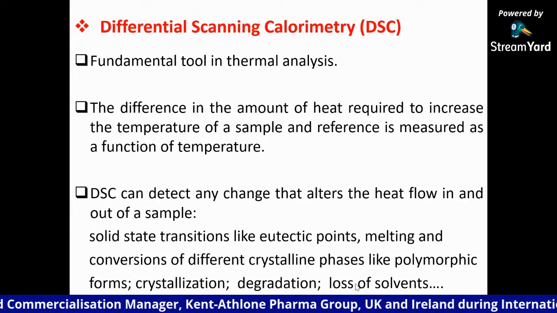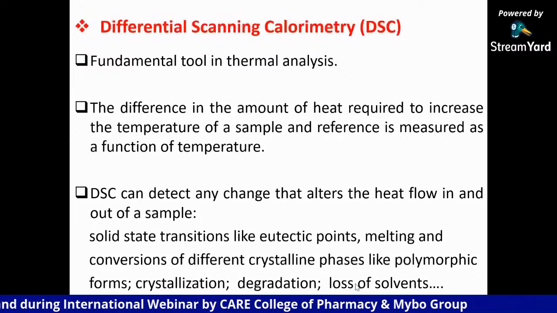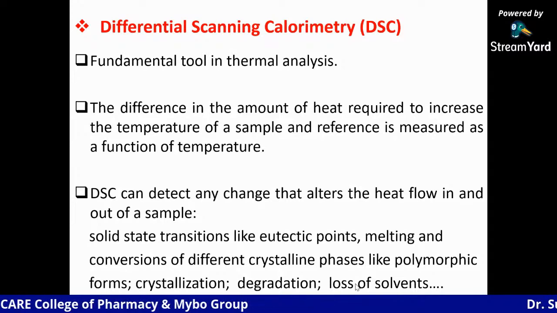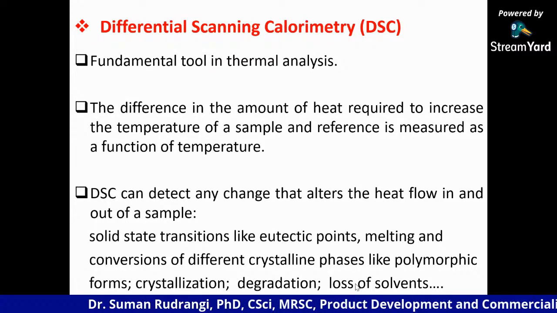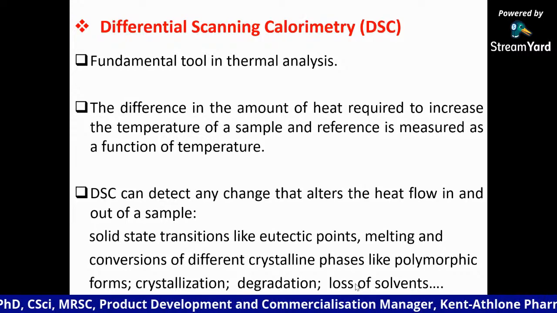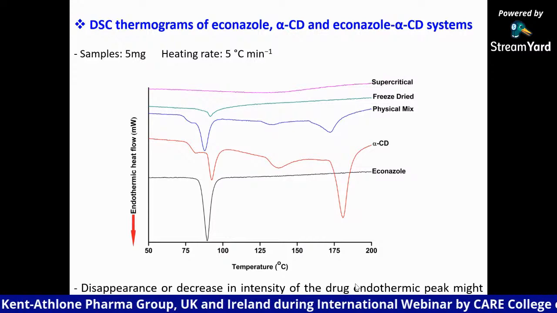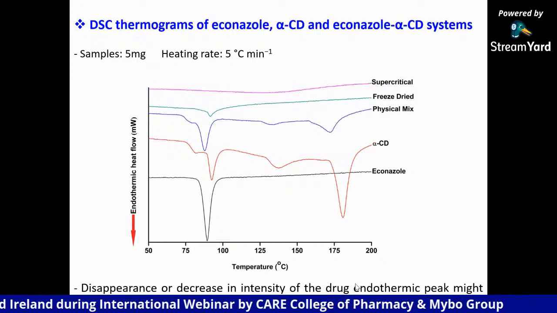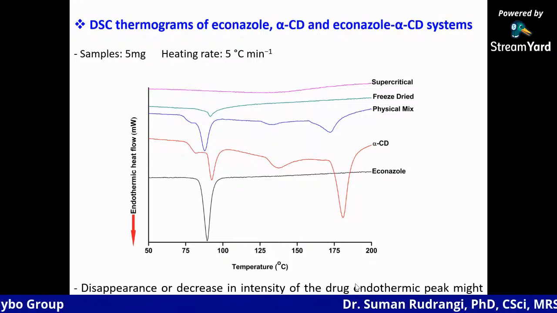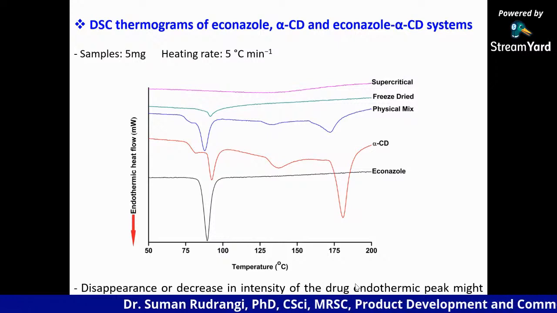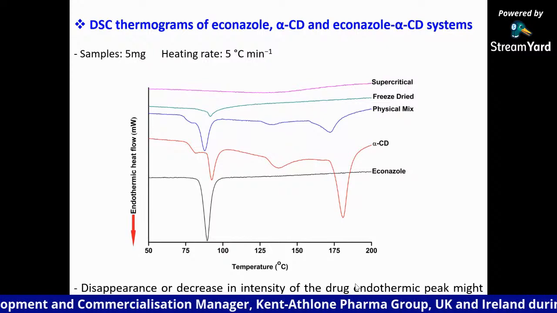Differential scanning calorimetry can detect any change that alters the heat flow in and out of a sample. We can study solid state transitions, melting and conversions of different crystalline phases, crystallization, degradation, and loss of solvents by using this technique. The image shows the differential scanning calorimetry thermograms of econazole, alpha cyclodextrin and econazole alpha cyclodextrin systems. In this study, we used 5 milligrams of the samples, and a heating rate of 5 degrees Celsius per minute was employed. As we can see from the image, econazole has a sharp melting point between 80 and 90 degrees Celsius. And later we can see the transitions of alpha cyclodextrin.